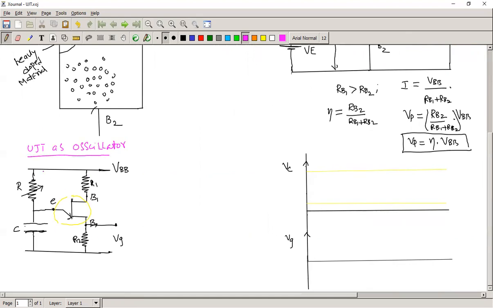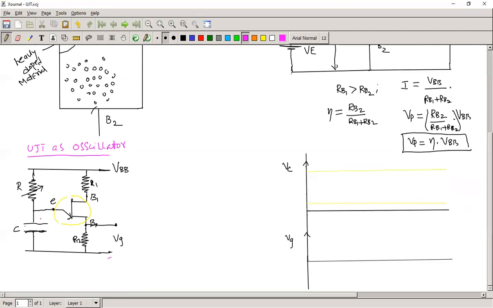This circuit diagram consists of a variable resistance. This is R1, the resistance connected to base 1. This is the resistance connected to base 2. Here the capacitor is there. Now, the charging of this capacitor is changed by a variable resistance. The same voltage, whatever the voltage with respect to this terminal, is applied to the UJT as well as the RC circuit also.